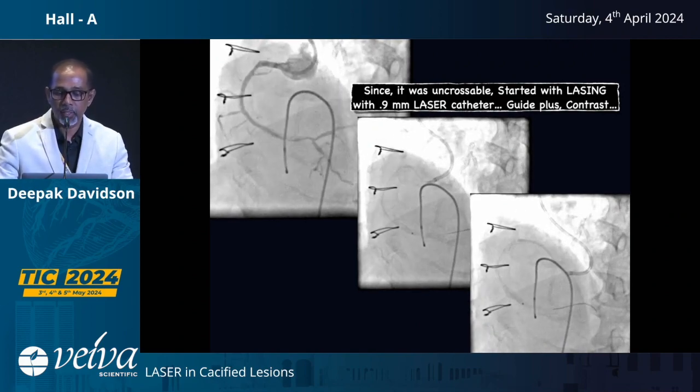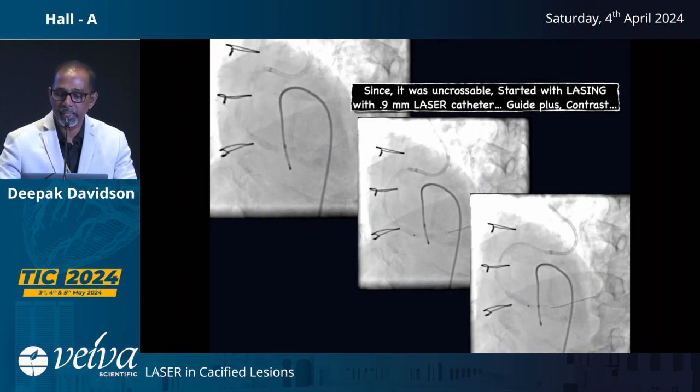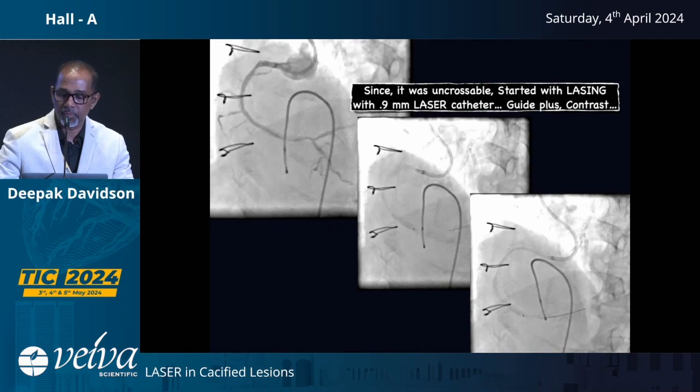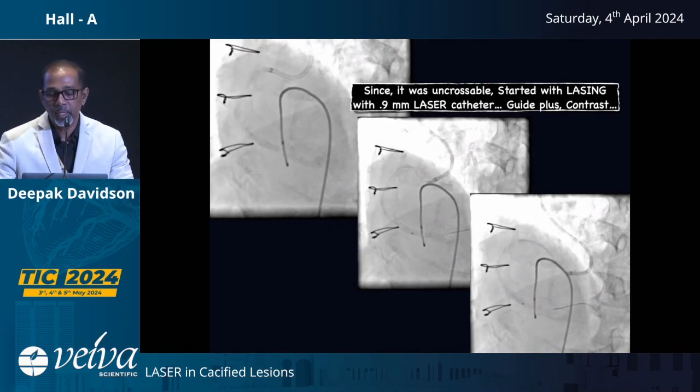We wired with a regular Runthrough wire, tried lasing with a 0.9 catheter. It was not going through. Tried contrast lasing. It was not going through. Then with the help of a guide extension catheter, we again tried to get the laser catheter across. It wouldn't go through.